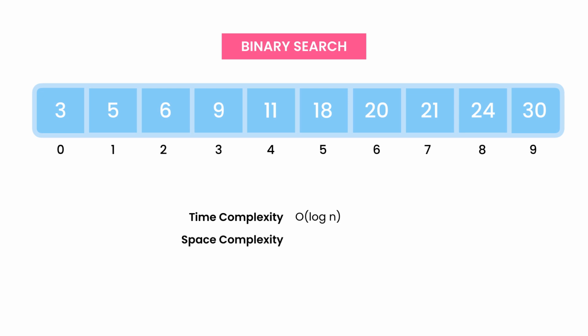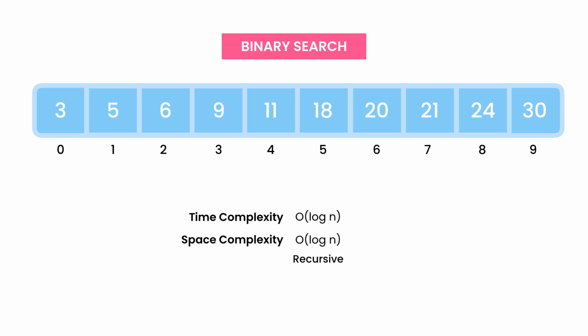Now, what's the space complexity of this algorithm? You may think it's O of 1 because we don't need to allocate any additional space, but that's not quite true. Well, it depends. If we implement this algorithm using recursion, the Java runtime is going to store the recursive calls on the stack. So the amount of space we need on the stack is equal to the number of recursive calls. How many times can we divide this list into half? Log n times. So that's our space complexity if we use recursion.